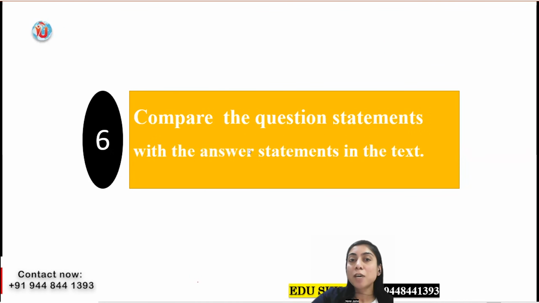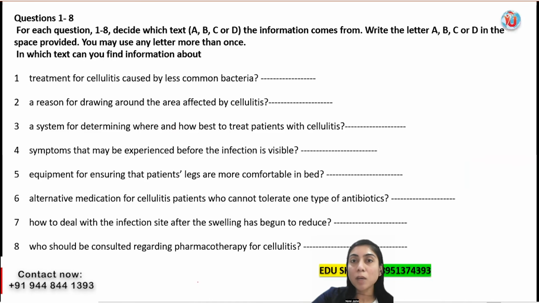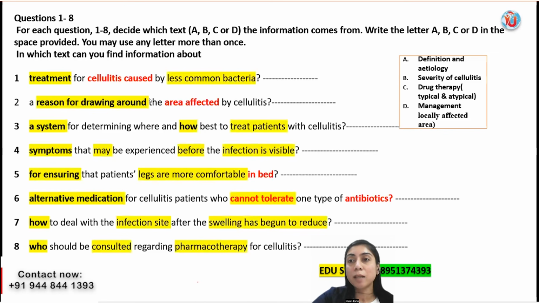Compare the question statement with the answer statement in the text. So here is the text, the first 8 questions. This one you need to answer A, B, C or D. So now you can start to answer. I will give only 2 minutes. If you don't get any answer, you can skip that one. At the last, you can go back for that answer. Okay, are you ready to start?